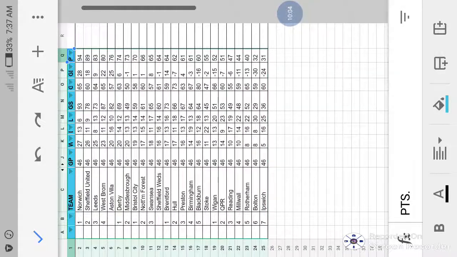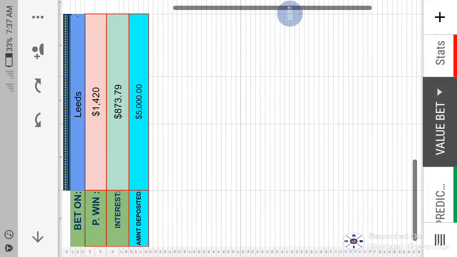So, looking at the table, we think Leeds have a good chance of winning.